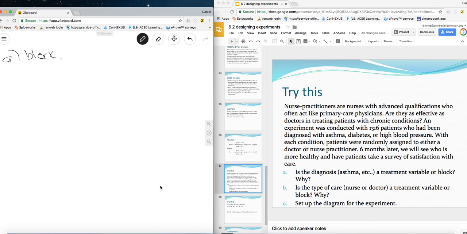But if we're not sure about the terms still, if we haven't studied our terms, then it may be confusing, and you may say, why? Well, a treatment variable is something you give to somebody. So I am not going to go around and give somebody asthma or diabetes or high blood pressure. So it's definitely not a treatment variable. It is a block because it is a pre-existing condition.